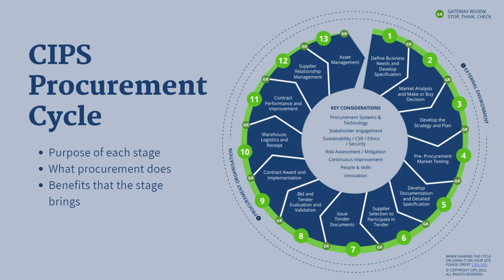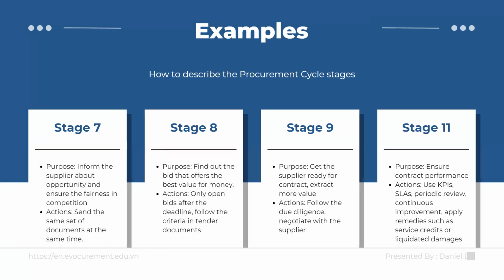So the first job here is that you need to learn by heart all of these 13 stages. There's no other choice. Okay, so try to do your best. And second, when it comes to each stage, you can follow a framework, like what I'm doing in my presentation here. I am giving you a few examples of how to describe certain stages from the procurement cycle. Here on the screen, you can see that I'm describing stage number 7, number 8, number 9, and 11.